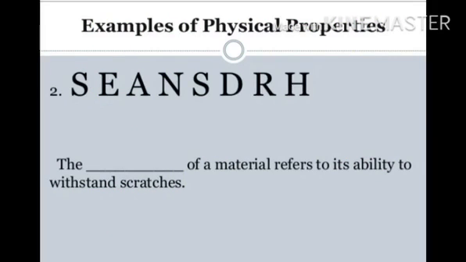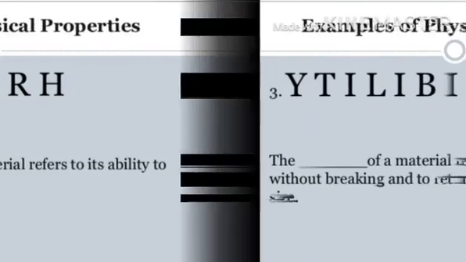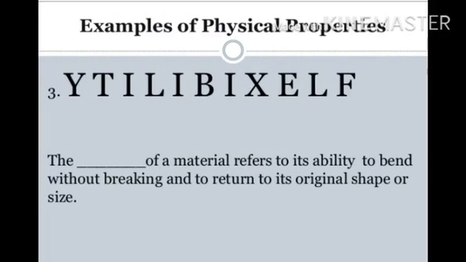This is an example of a physical property. You have to arrange these letters to fill in the blanks. This is another example of a physical property. You have to arrange these letters to fill in the blanks.